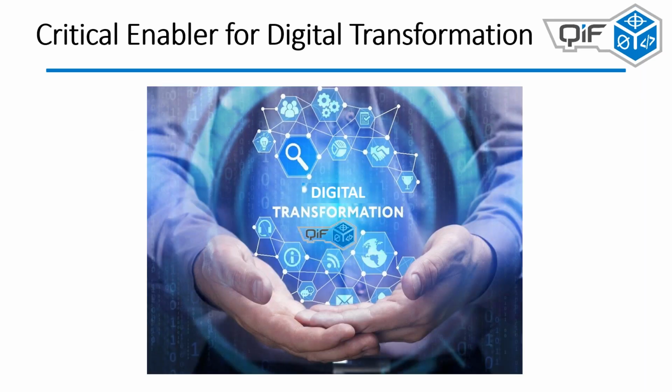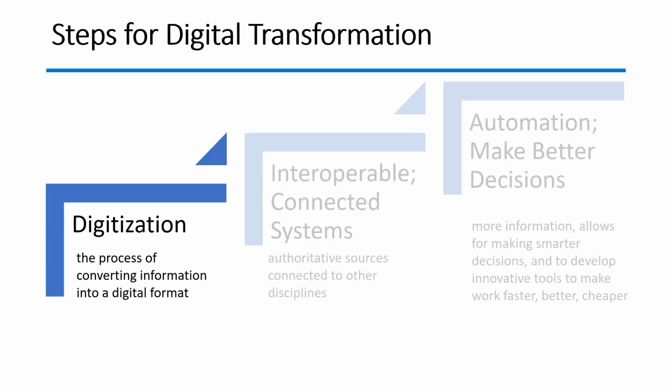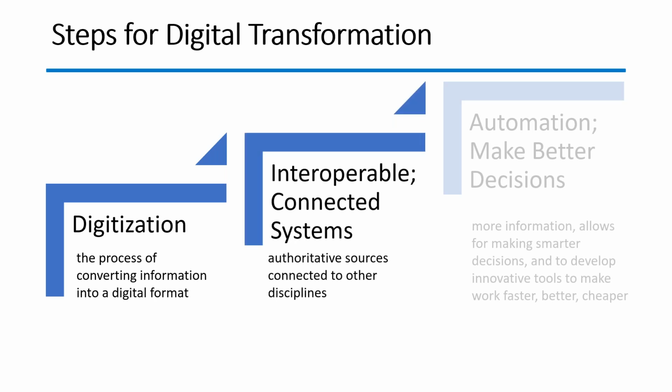So I'm going to transition a little bit on how the QIF could be, we believe, a critical enabler for digital transformation. And when I talk about digital transformation, it's going from paper-based, electronic document-based to digital. Some people describe the steps for digital transformation as the following. First step is to digitize, or digitalization. It is the process of converting your information into structured data in the digital format.